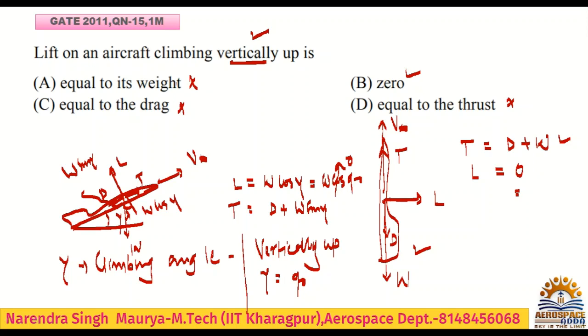But this is not level flight. This is the climbing flight, and a very special case, that is vertical up, which means gamma is 90. You just draw the basic equations and resolve the forces. Automatically, you will get your answer. So what is the correct answer? The correct answer is nothing but option B. Hope you all understand this.